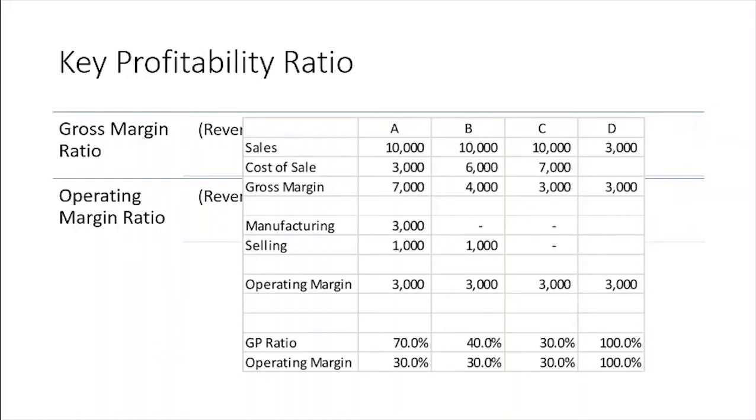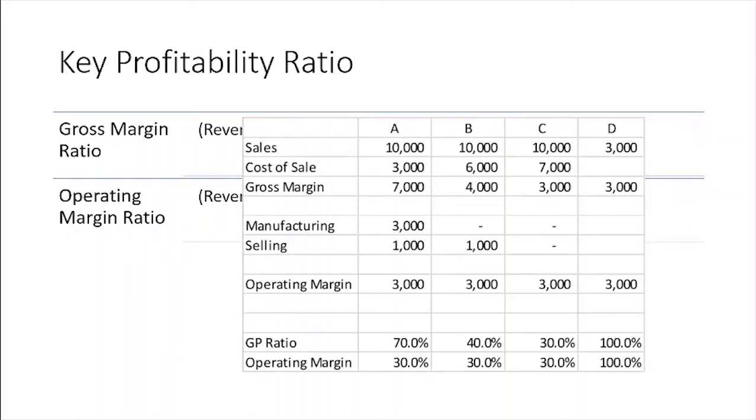So that's your income. So all four companies are making the same profit, the same gross profit, right? The same net operating margin, 3,000 each. All of them are making the same, but the business model is different. So now you compare the gross margin ratio, the gross profit ratio. How will you calculate the gross profit ratio? Gross margin divided by sales.